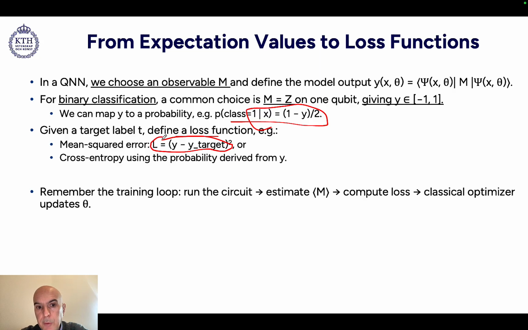Remember that in the training loop, we run the circuit, we estimate the expected value, we compute the loss, and then we give this loss function to the classical optimizer to calculate the new theta to give to the variational form circuit. This is the last slide of this lecture.